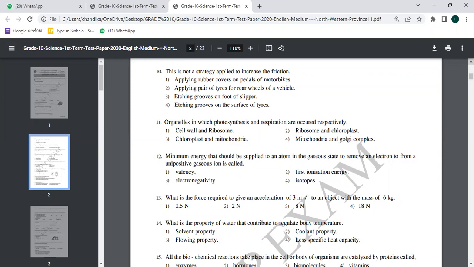When we use a pair of tires, the surface area increases. There, what is expected is the pressure. Pressure is decreased. That is not related to friction. That is related to pressure on tires. So that is the answer. All the other things are suitable answers, right?